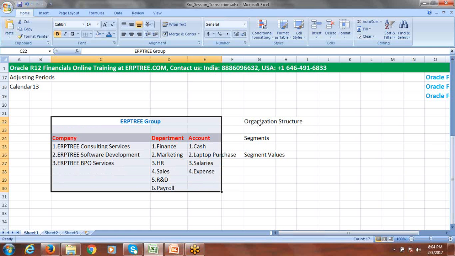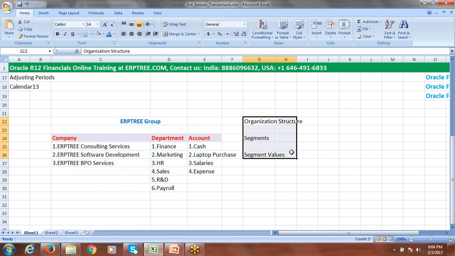In the same way, if you want to maintain all this information in our system, organization structure, under it segments, under segments segment values, there should be some feature in our application also. There should be one feature which will support creating organization structure, segments and segment values by following the same hierarchy. That feature name is accounting key flex field.